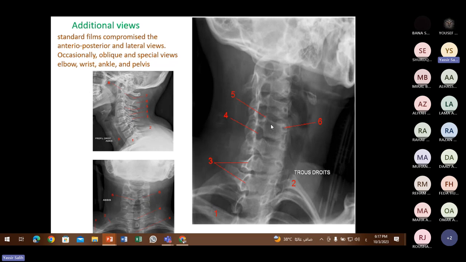Additional views may be requested for more assessment of some abnormality. For example, to look for the pedicles. The pedicles are more clearly visualized in this oblique view. So these are additional views.